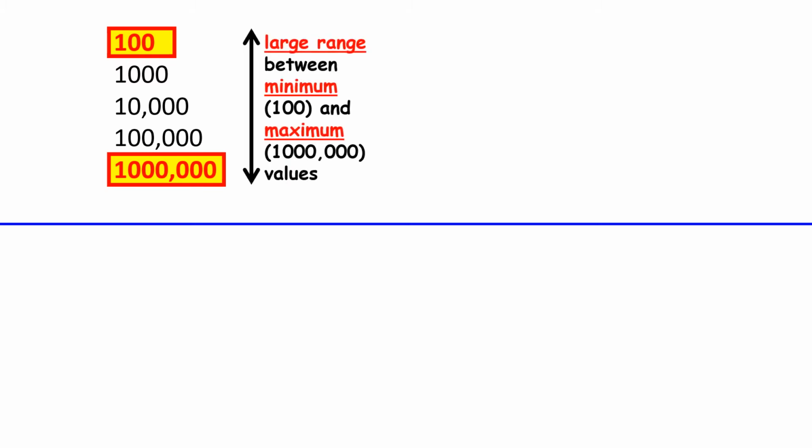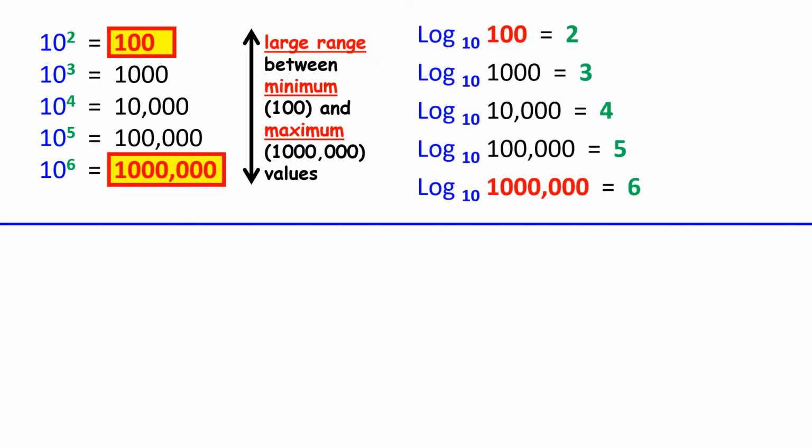So the values in our data set, imagine we had 100, 1,000, 10,000, 100,000, and a million. There's a very big range between the smallest value, which is 100, and the largest value, which is a million. So we can see there's a very big difference between the smallest and the biggest number in the data set. Well, we know 100 is 10 to the power 2, 1,000 is 10 to the power 3, 10,000 is 10 to the power 4, etc., until we get to our biggest value, which is a million, which is 10 to the power 6. So if we used a log scale, we could convert these big numbers into smaller logarithmic numbers.